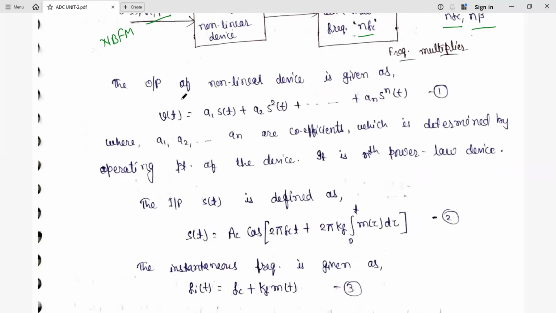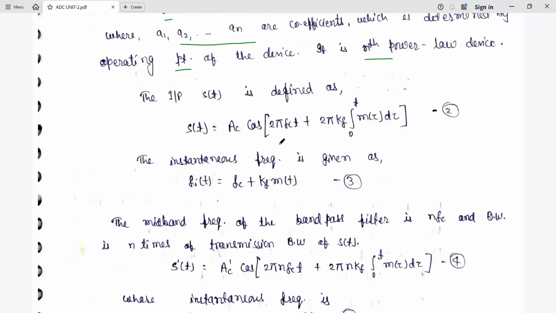So here, for example, the output of the nonlinear device is taken as v(t) = a1 s(t) + a2 s squared(t) and so on up to an s to the power n of t. Here a1, a2, up to an are the coefficients that are determined with the help of the operating point of the device. And it is an nth power law device, from where we are able to obtain this. The modulated wave given to the input here, that is the narrowband FM, we have already seen is Ac cos of 2 pi fc t plus 2 pi kf integral of m(tau) d tau from 0 to t.